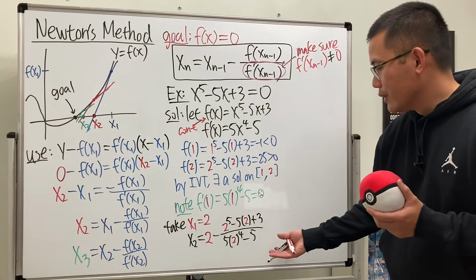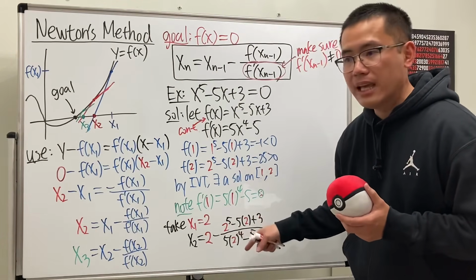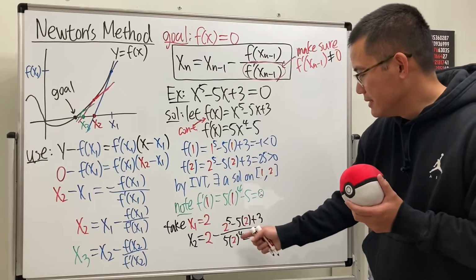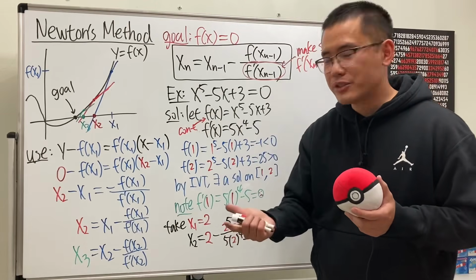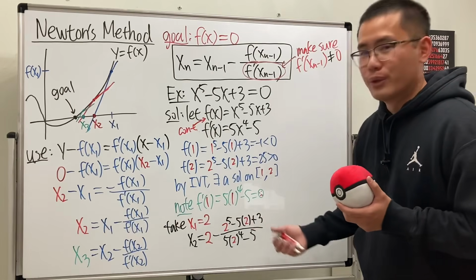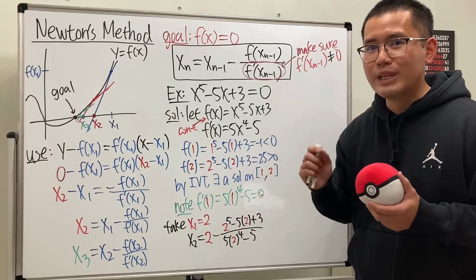How do we do it? Well, technically, we can do it by hand. It's not so bad because this is just addition, subtraction, multiplication, and power. Everything is doable if we have patience.